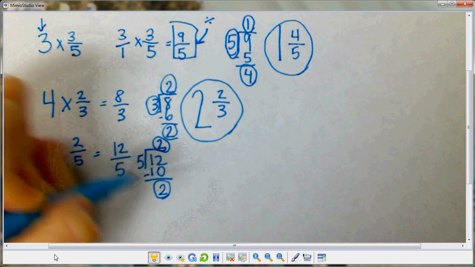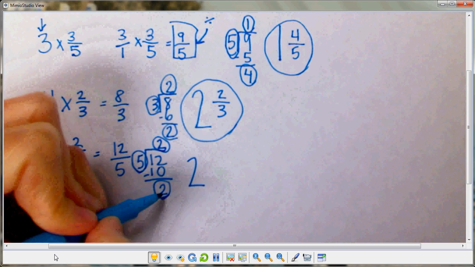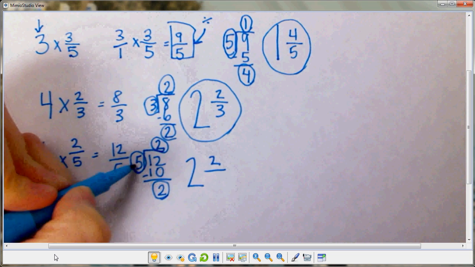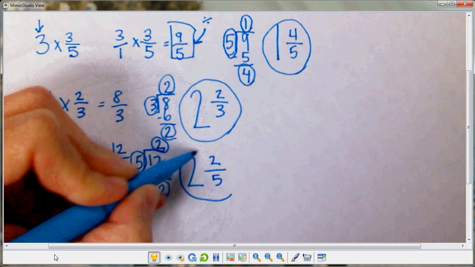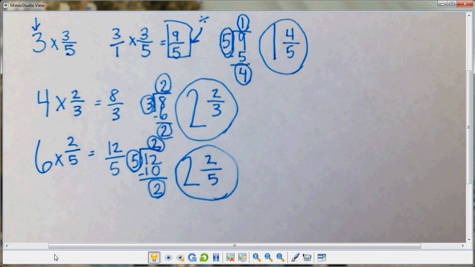So my 3 numbers, circle them. This becomes my big number. This is my numerator. This is my denominator. 2 2/5. So there are some practice problems of multiplying whole numbers times fractions.